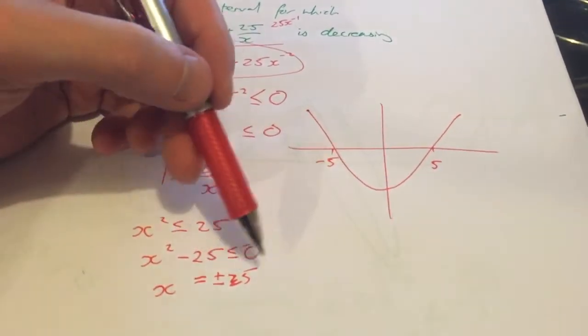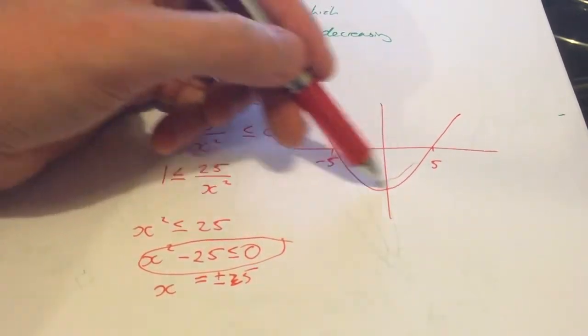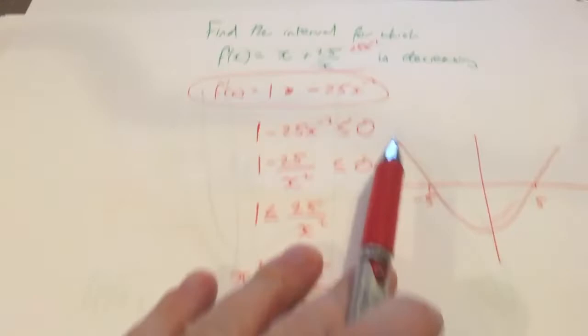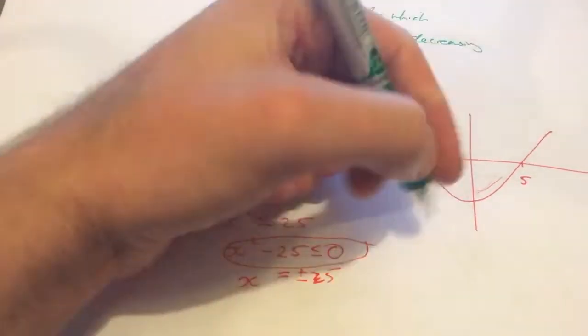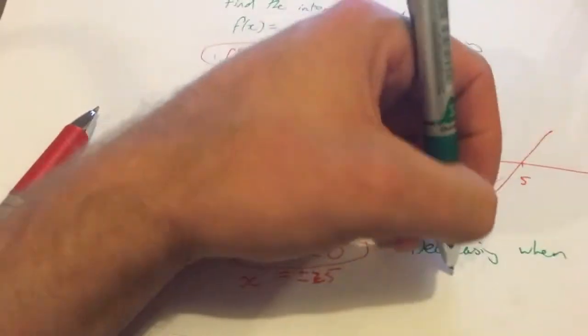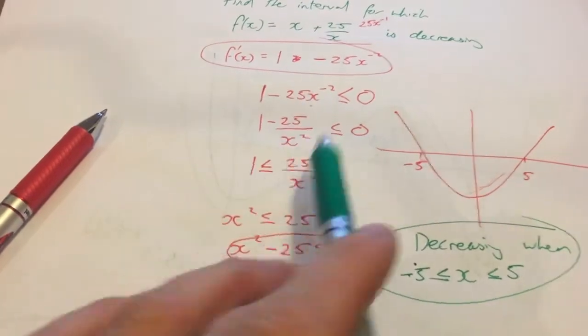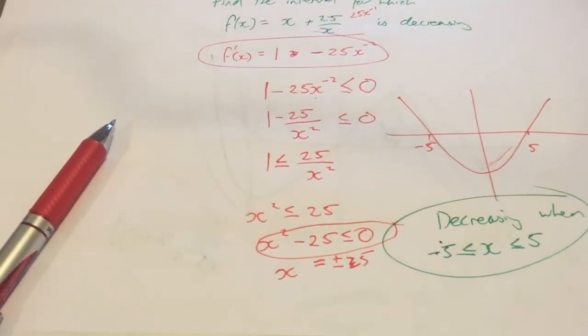So we're looking for when this graph is less than or equal to 0, which is all of this bit. So our original function is decreasing when x is between minus 5 and plus 5. So decreasing when x is less than or equal to 5 and greater than or equal to minus 5. Remember, we haven't sketched the original function, we just sketched the gradient function and found the values for which it was decreasing.